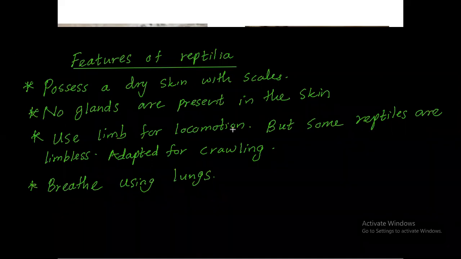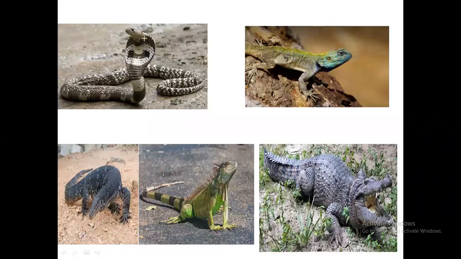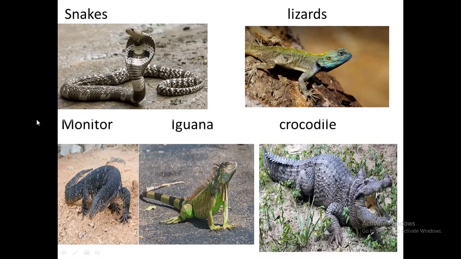Finish, right? Next, we have to talk about the Aves. Aves means birds, right? These are reptiles, so we talk about them, then after iguana, crocodile, monitor, and lizard.